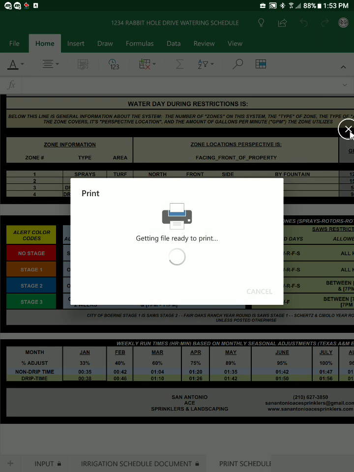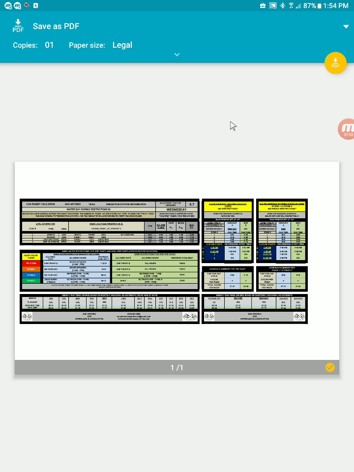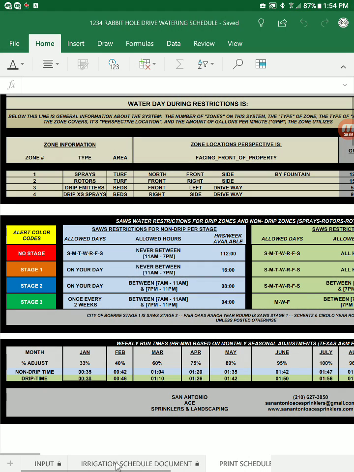I got to wait for this thing to generate, like I said in the last video. Okay, the 90 seconds is up. It generated my PDF. And I realized that I did not have the right tab selected for the irrigation schedule document. I had one of the print schedules selected. So I just screwed up there. Before I convert it to PDF, I need to have irrigation schedule selected. This guy needs to be selected.